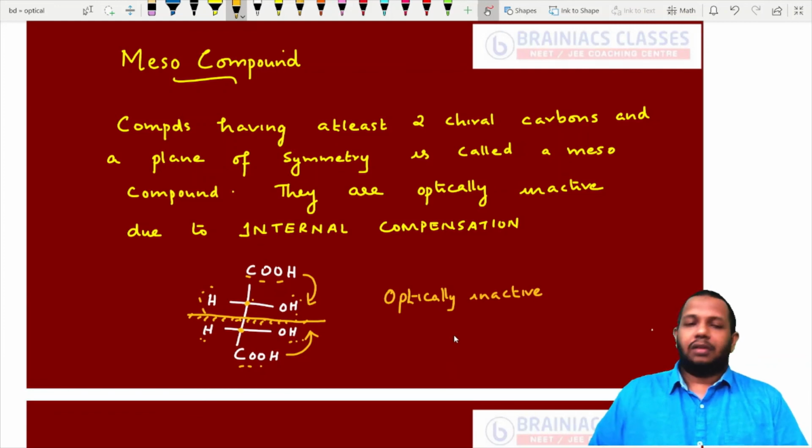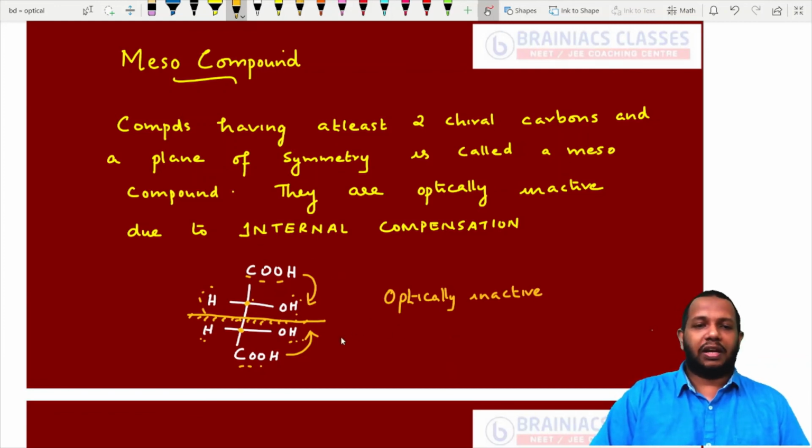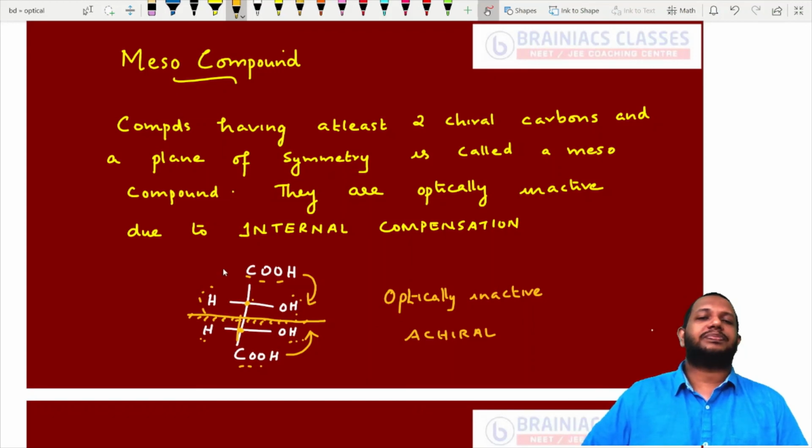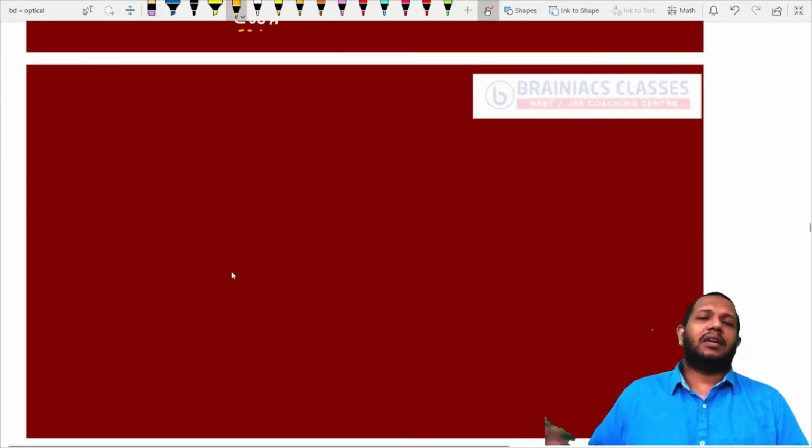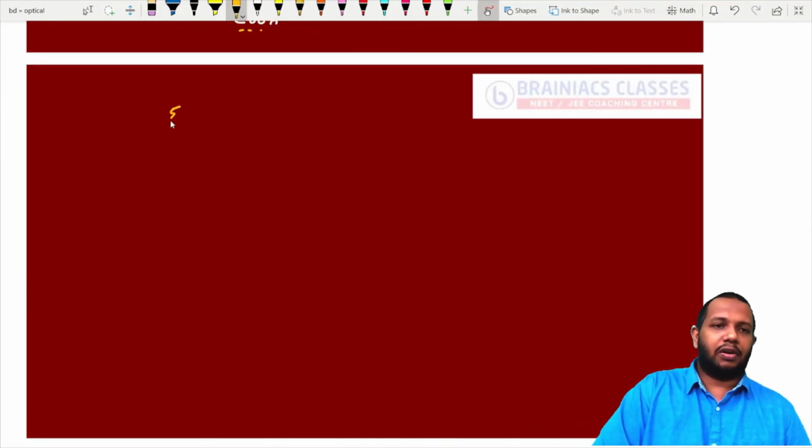So if you take this compound as such, this will be achiral in nature, but individually these carbon atoms are chiral. Clear? But there is another compensation called external compensation. Let me tell that also. External compensation, we have already learned that.